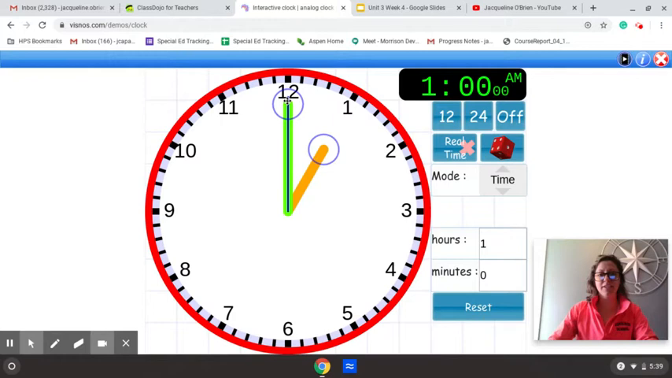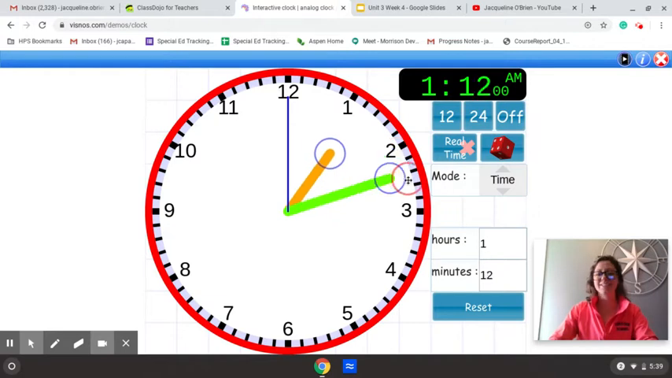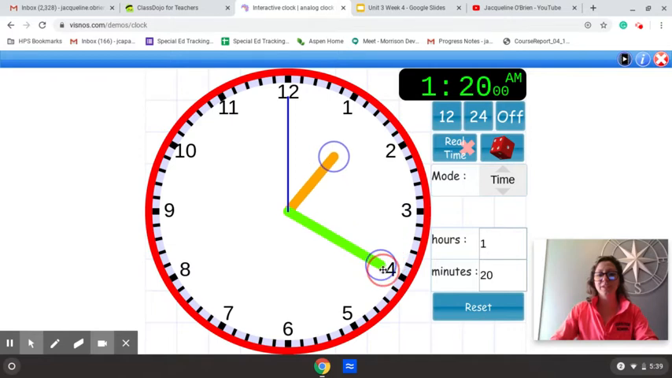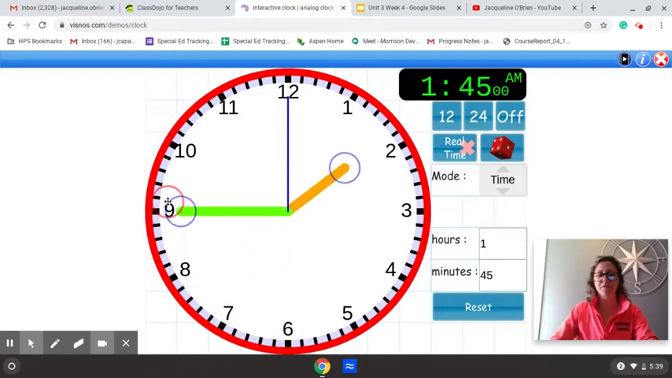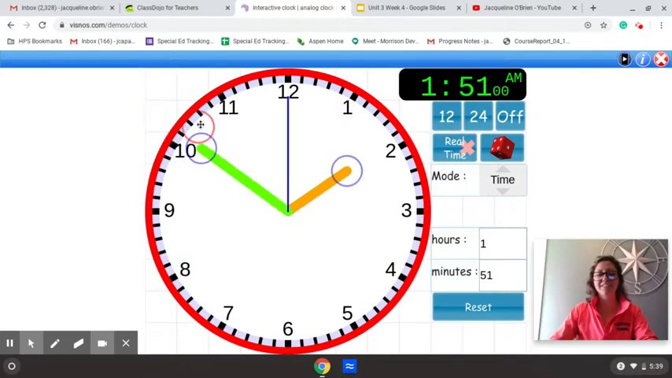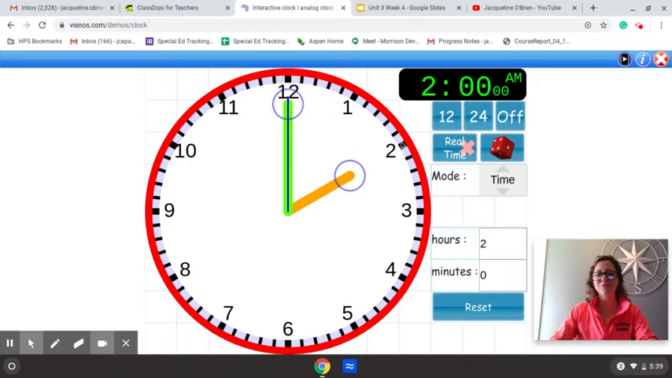All right, you ready? So we're at 1, 1:05, 1:10, 1:15, 1:20, 1:25, 1:30, 1:35, 1:40, 1:45, 1:50, 1:55, and back to the top. It will be 2 o'clock, 1 full hour. We counted 60 minutes. All right, let's try it one more time.